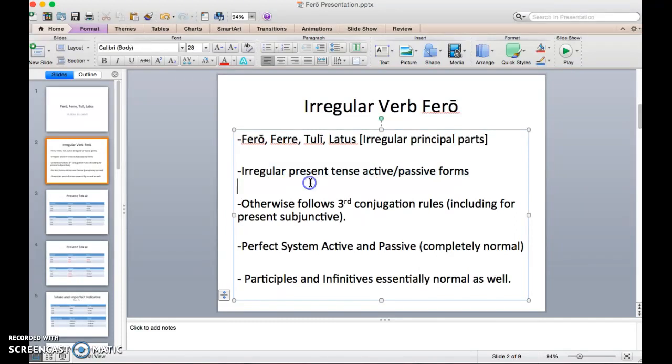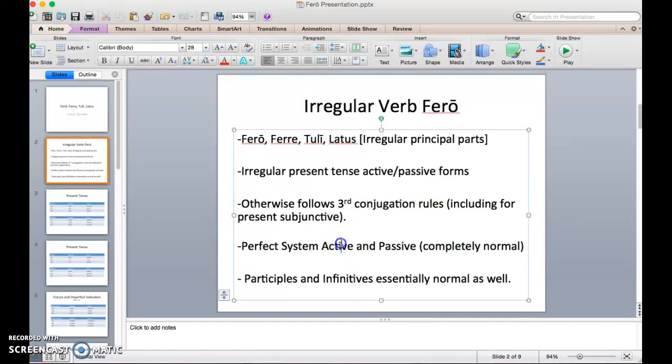Next up, there are some slight irregularities to the present tense, active and passive forms. So we're going to talk about that first. But otherwise, after the present tense, it's going to follow very standard third conjugation rules, which you may remember are the same conjugation rules we used for volo, malo, and nolo. So we're going to think of the third conjugation, which is already kind of the most irregular of the four conjugations we've learned, as the conjugation we use for irregular verbs. And we're going to use these rules, including this time for the present subjunctive.